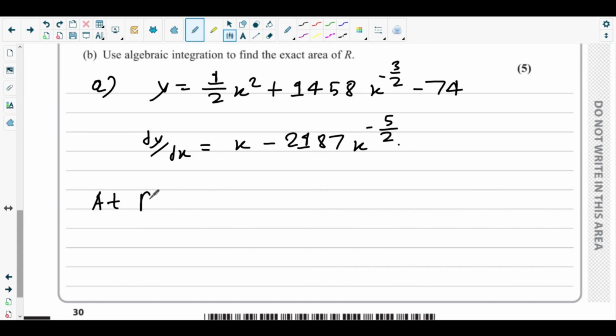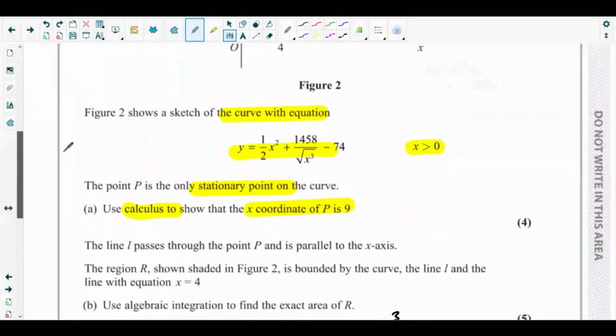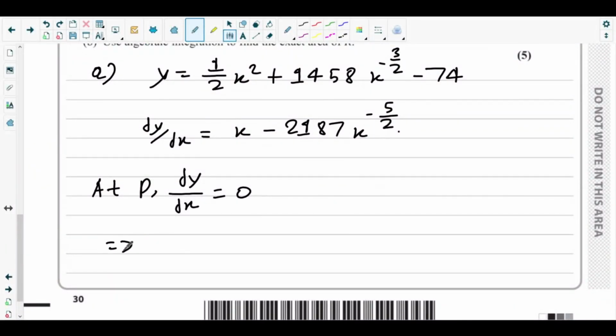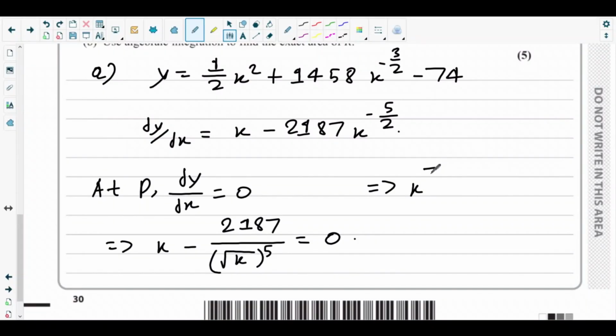At point P, what can we write? dy over dx equals 0. So let's equate: x minus 2187 over the square root of x to the power 5 equals 0. What we can do is multiply both sides by the square root of x to the power 5, that is x to the power 5 over 2. So x to the power 5 over 2 times x gives you x to the power 7 over 2, minus 2187 equals 0. So x to the power 7 over 2 equals 2187.